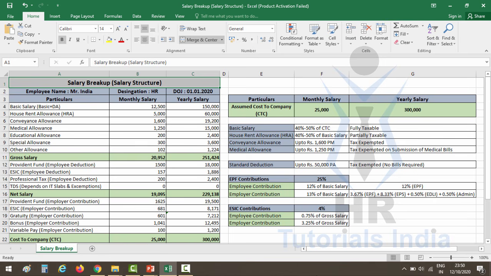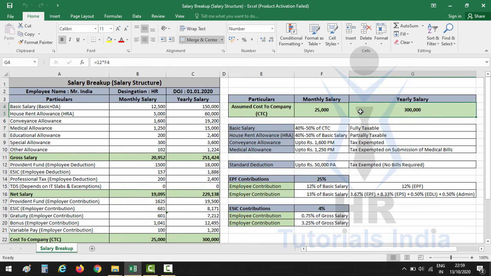I prepared a salary breakup for an employee named Mr. India, and his designation is HR, with date of joining. As discussed, we will be looking at the salary breakup or salary structure in Excel format. In this example, let us prepare a salary breakup for a CTC of 3 lakhs. We can calculate the same for different figures like 5 lakhs or 10 lakhs. So let us see the different components and how to prepare the salary breakup for 3 lakhs CTC.